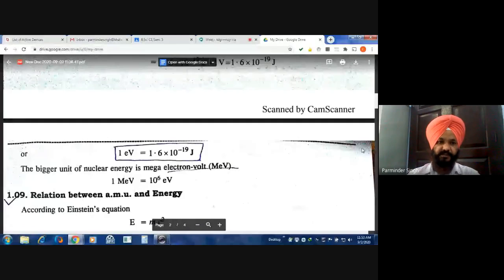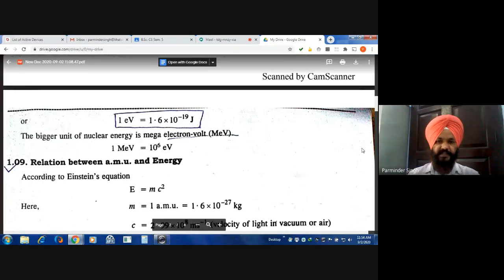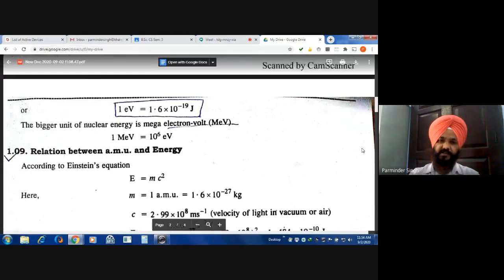If the energy is very large, then the energy is also calculated in mega electron volts, that is MeV. So 1 MeV is always equal to 10^6 electron volts.